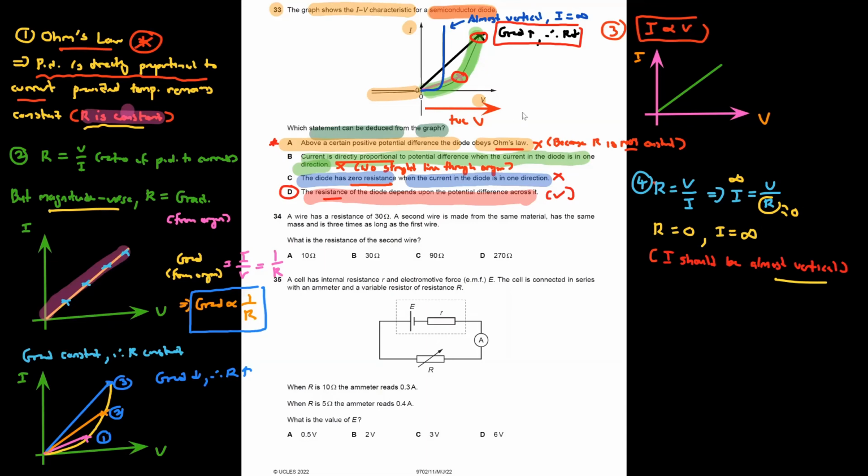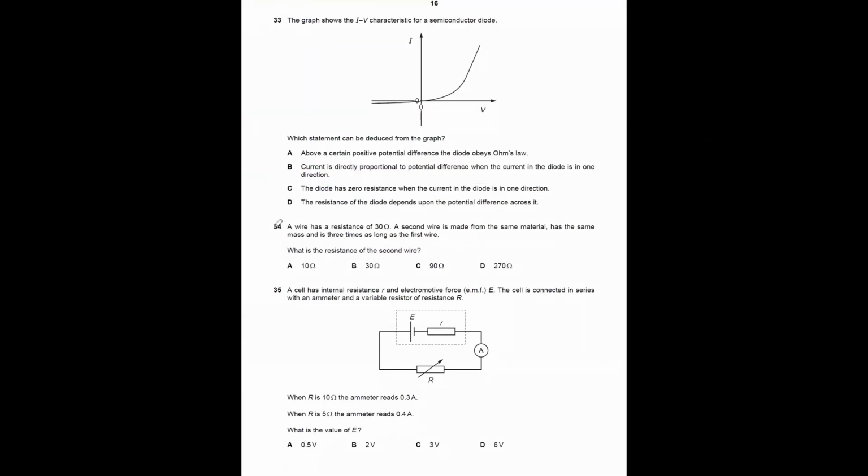Then we move on to question 34. For question 34, you have a wire of resistance 30 ohm.